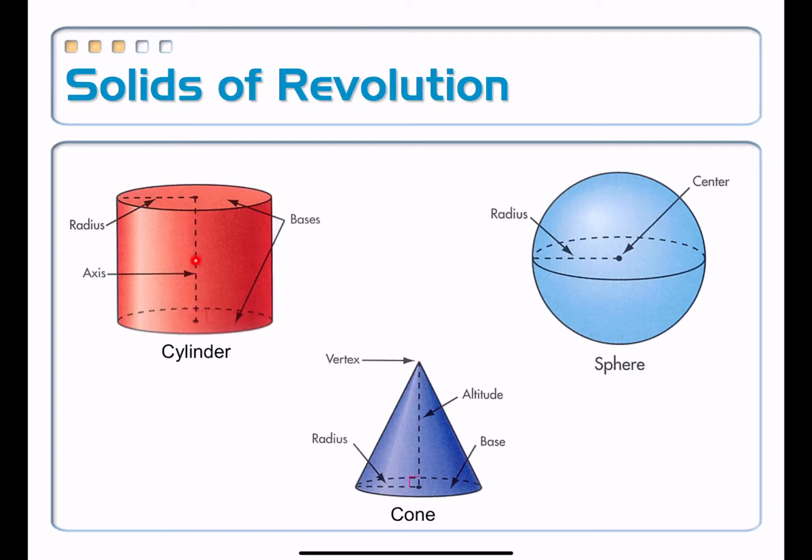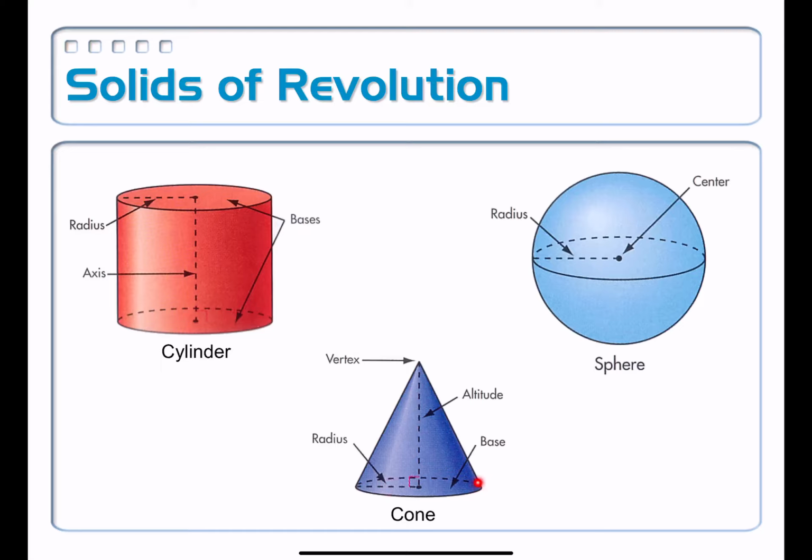If this axis here is perpendicular to the base, then we have ourselves a right cylinder, and that will be the same thing as the height. And this edge over here would also be the same thing as the height of that cylinder. Let's look at the middle picture for the cone.